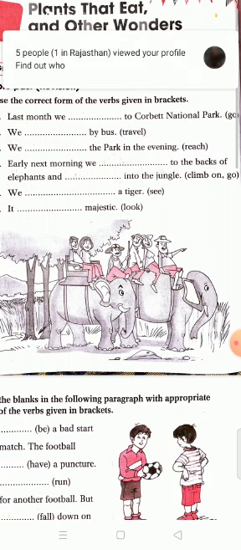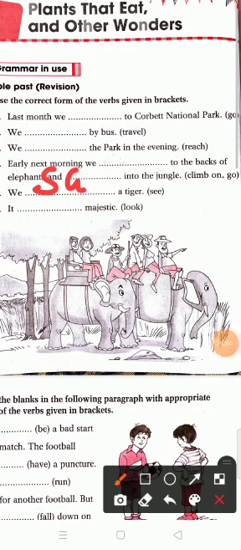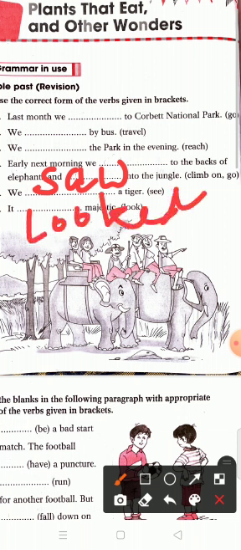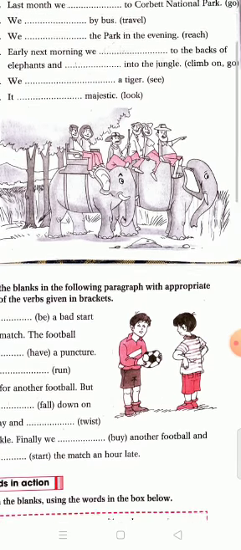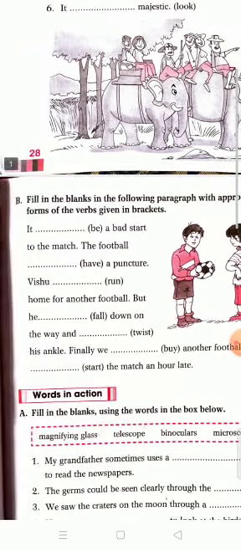We dash a tiger. We saw a tiger. See ka past tense? Saw. It dash majestic. It looked majestic. Look ka past tense? Looked. Okay. Nice ones.